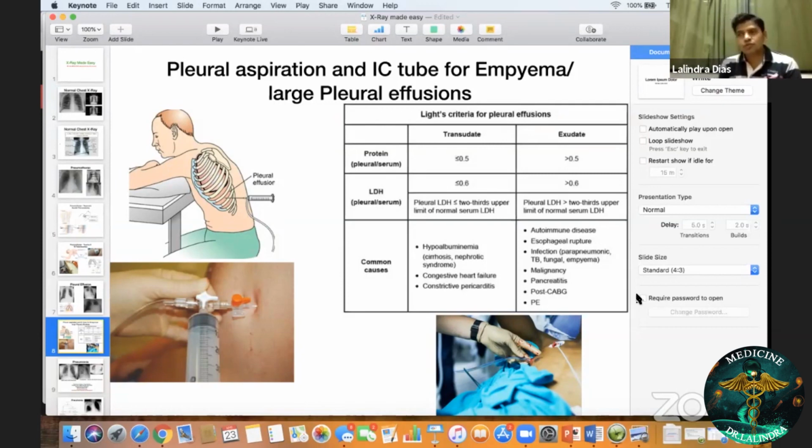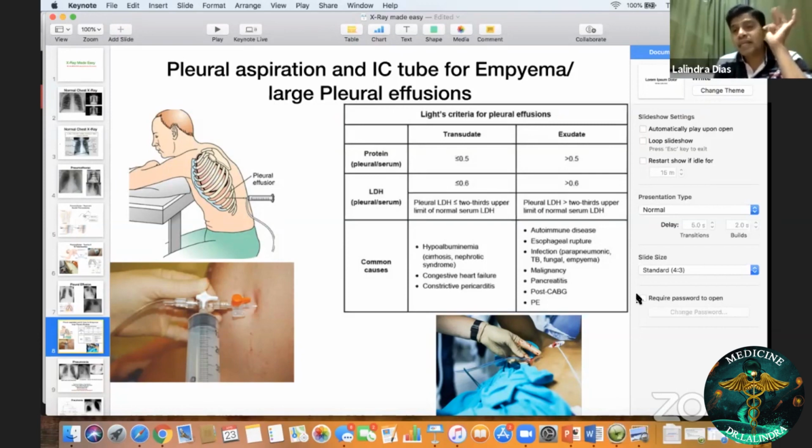Then guys, what are the examples of exudate type of pleural effusions? So the commonest cause in the whole world is when you get a pneumonia, and along with that pneumonia, you get a pleural effusion, and that we call a sympathetic effusion or a parapneumonic effusion. That's the commonest cause. Then you have TB. Tuberculous effusion. It's also an exudate, TB effusion.